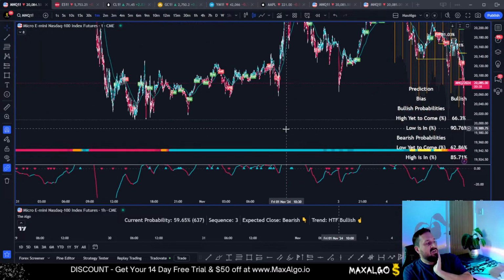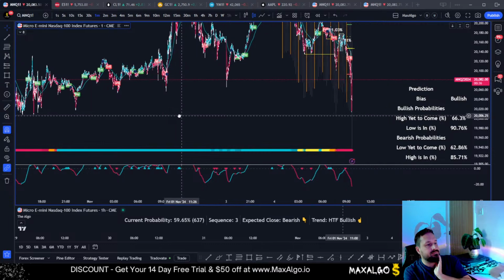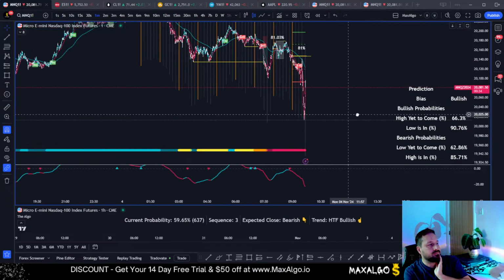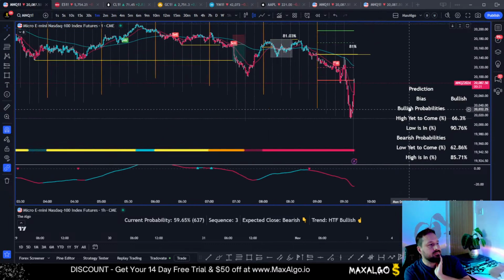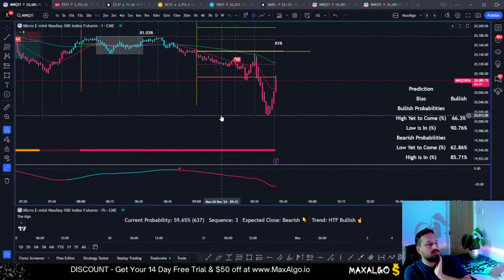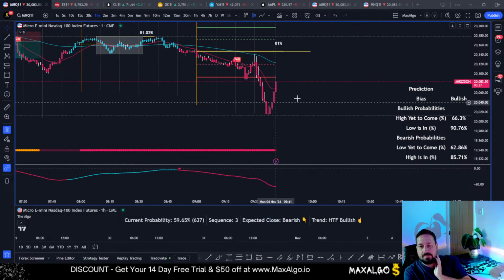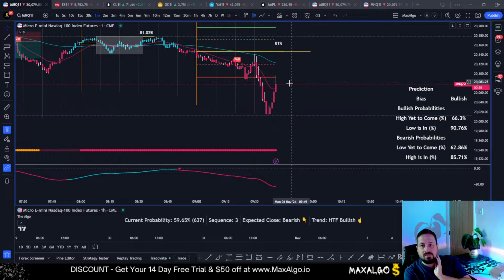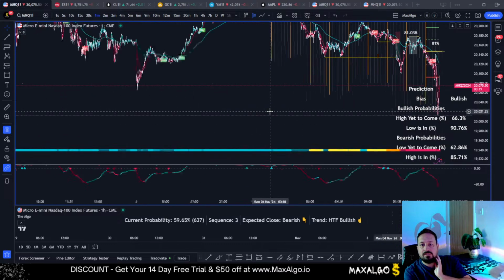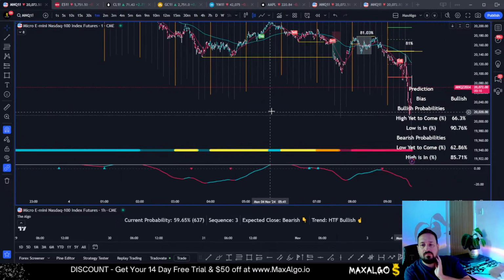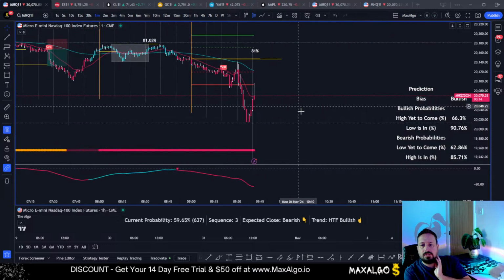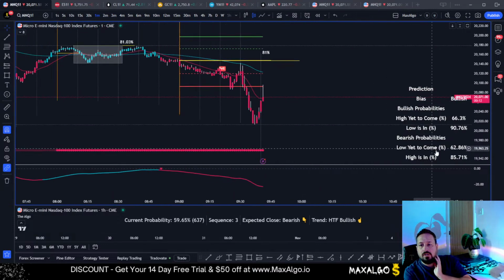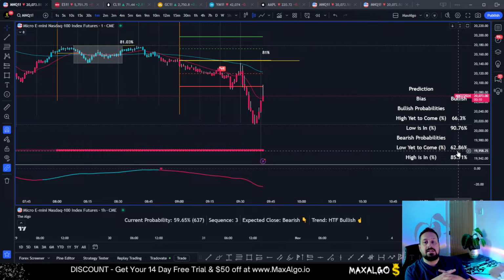So we failed to take that low. Maybe it's just come back up to take out some people and then continue on down, or maybe that's far enough. We don't want to take the low. Right now we're still sitting at a 62% probability of the low going down.